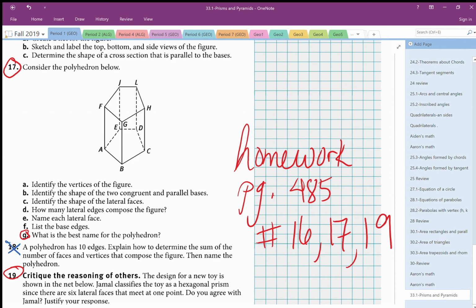But letter G, what is the best name for this polyhedron? Polyhedron, they went through it in the lesson. Just think of it as shape. What is the best name for this shape? All right. Is it a pyramid or a prism, first of all? So you decide that, meaning is it two bases or one base? And then how many sides does the base have? 1, 2, 3, 4, 5. So you have to think of a blank blank, the name of the shape of the base, and then whether or not it's a pyramid or a prism. All right. That's my hint for you for letter G.